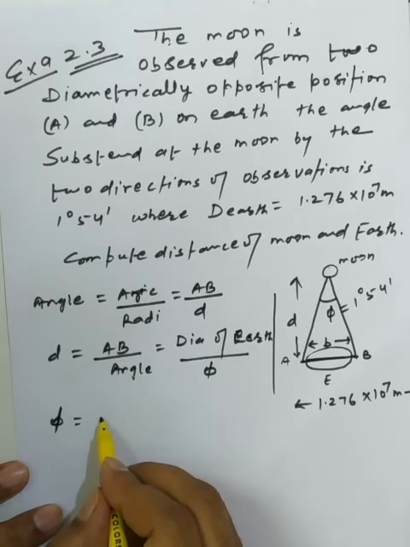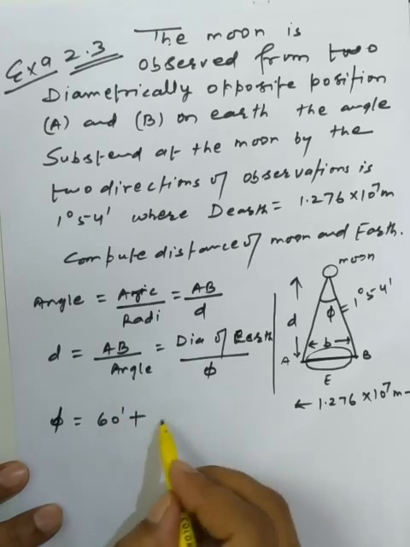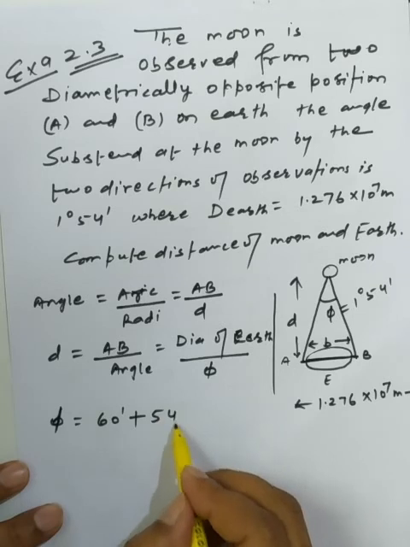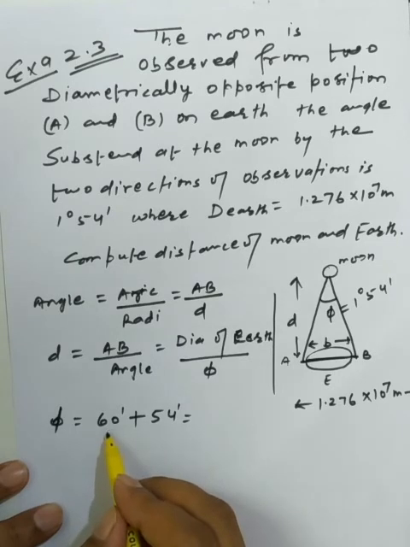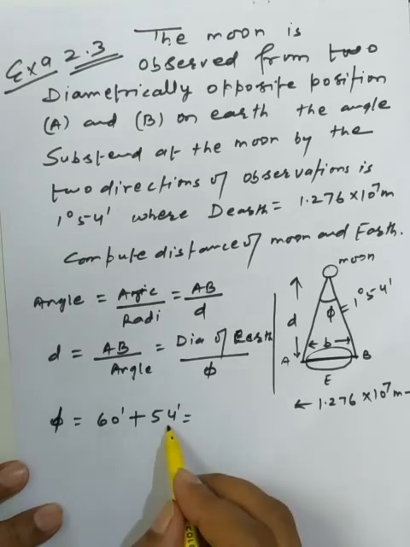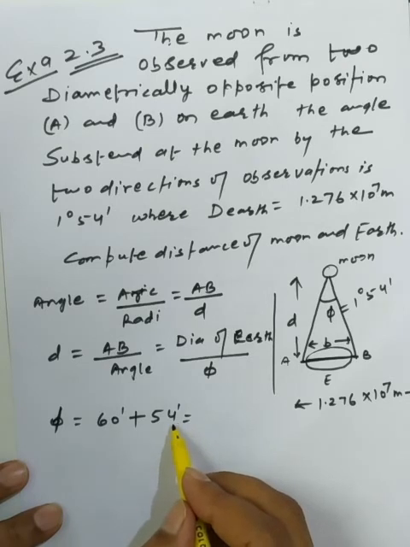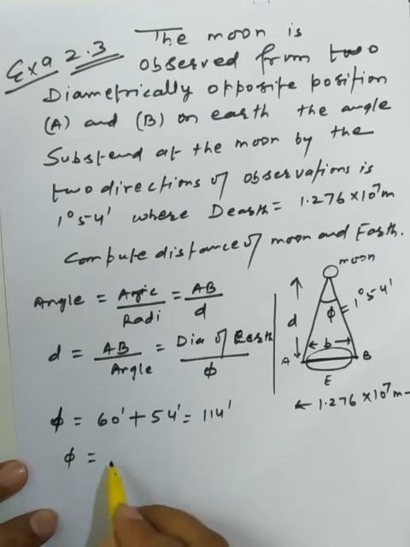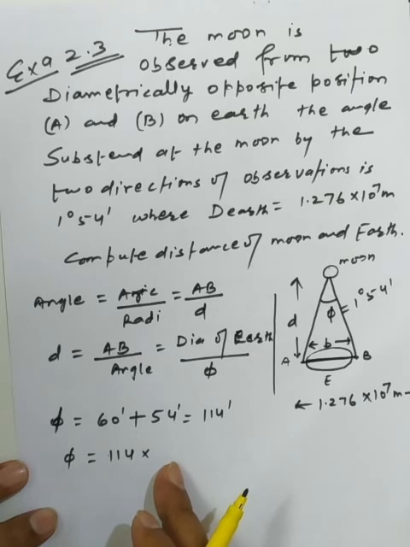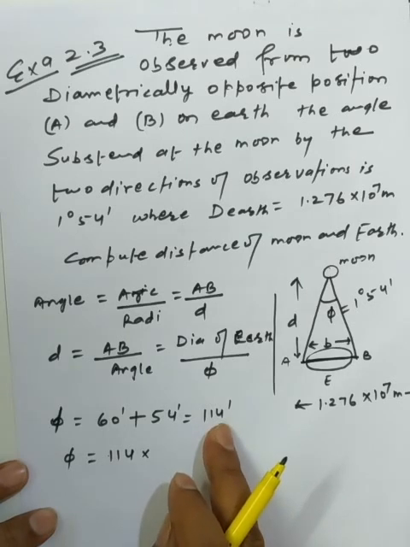How do we do this? 1 degree comprises 60 minutes, and we are given 54 minutes in the additional part. So the total minutes is 60 plus 54, that is 114 minutes. Further, I have told you that you must convert the angle into radian, so we will convert the minute into seconds.